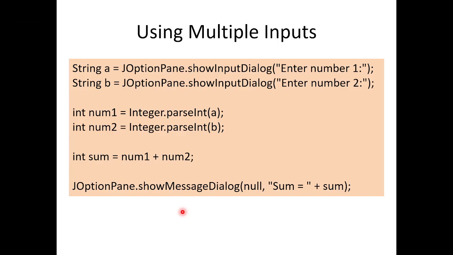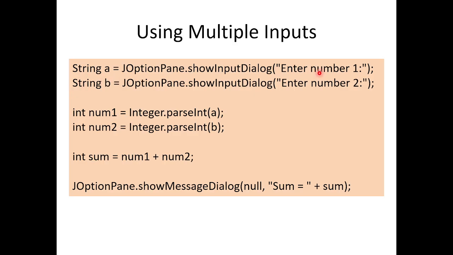Okay, so next we process multiple inputs, how to use the JOptionPane. Let's say we have a variable a as a string. Then we have JOptionPane to show the input dialog, asking the user to enter number one, the first input, for example. Then we do another similar instruction for enter number two. For the second one, we assign it to a new variable b, for example. Both are of string type.